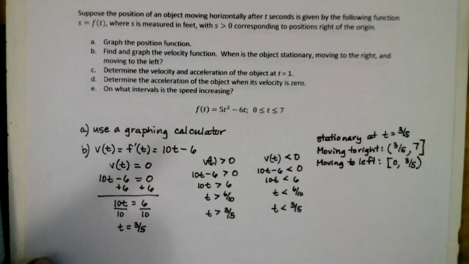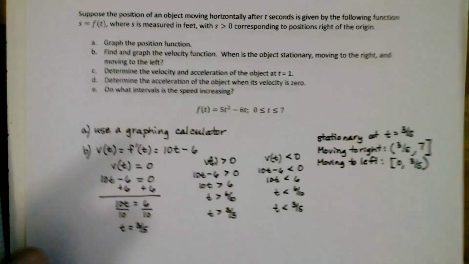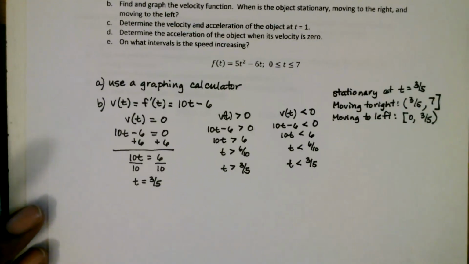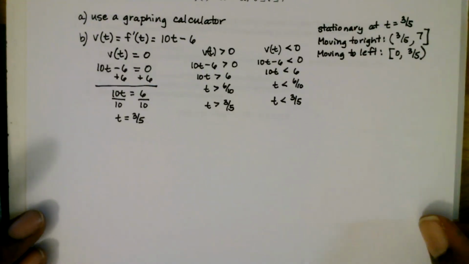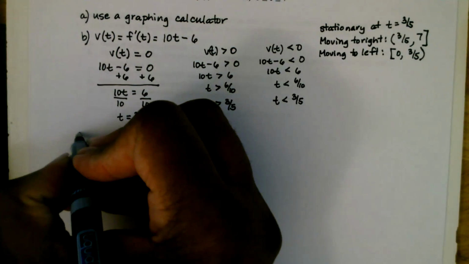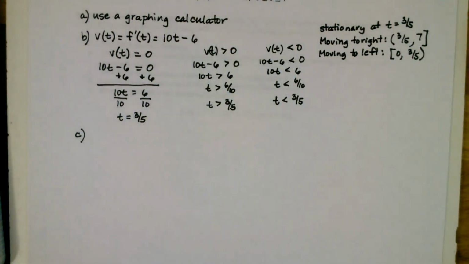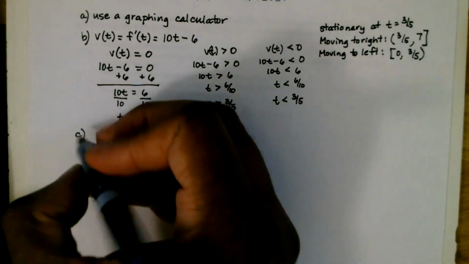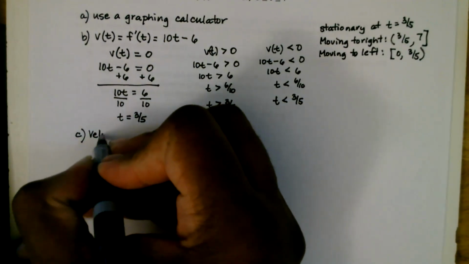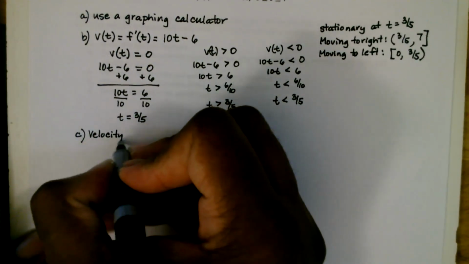All right, now part C is to determine the velocity and acceleration of the object at t equal to 1. Okay, let's see what's going on here with this one. All right, I need the velocity at t equal to 1.